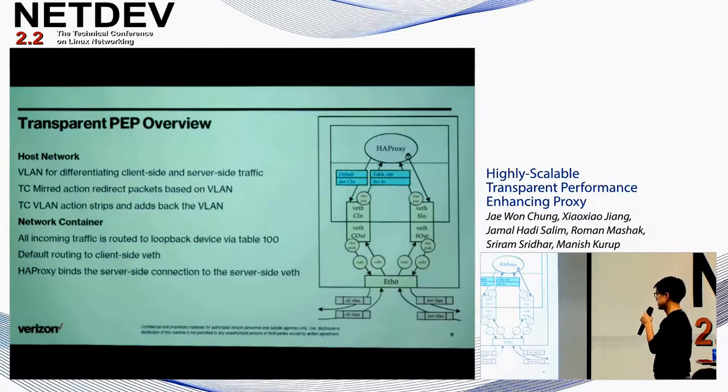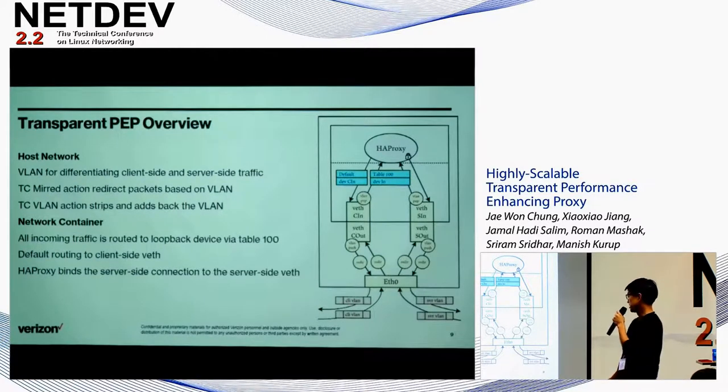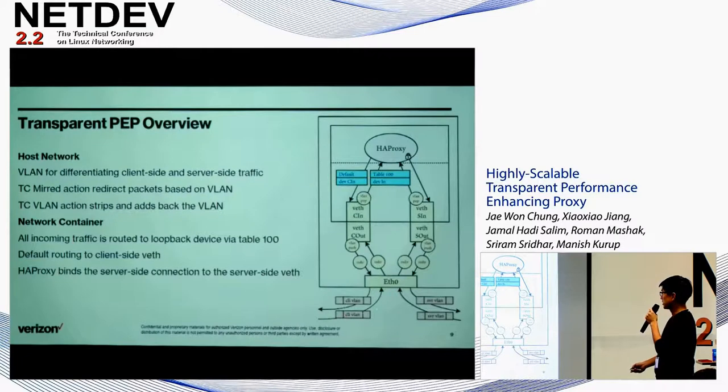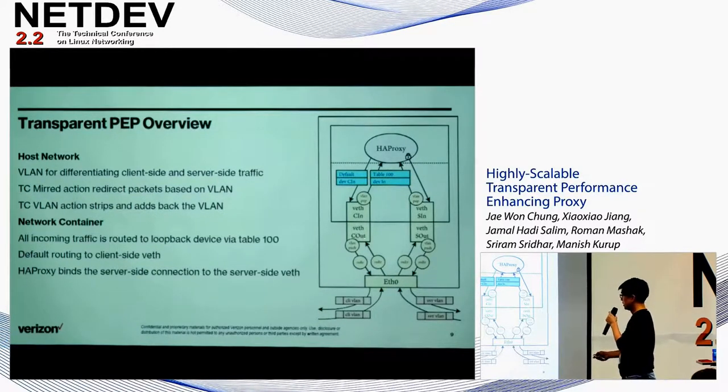the inside of the host. So first of all, we use two different VLANs for ingress and egress side. Let's say a packet comes in to the Ethernet, and then based on the VLAN ID, we use TC to redirect the packet to either C out VETH or S out VETH. And then that will deliver the packet to the C in. Basically the VLAN will be popped at this point.